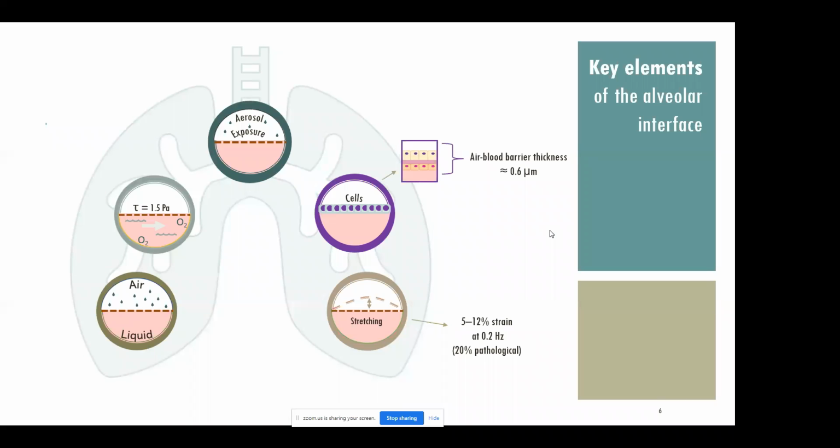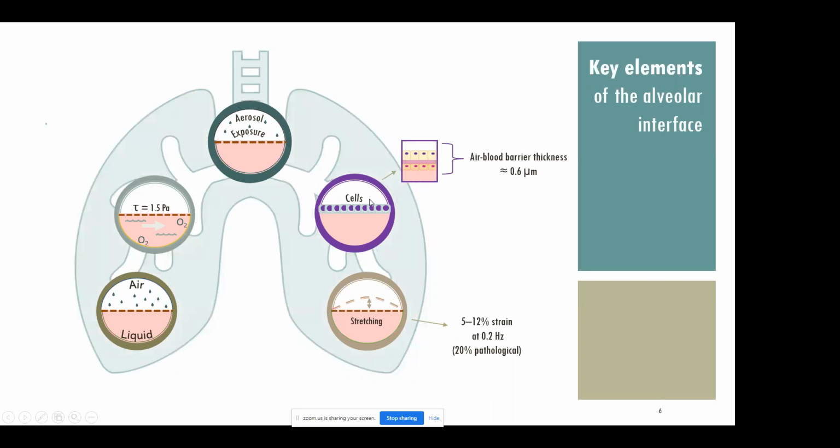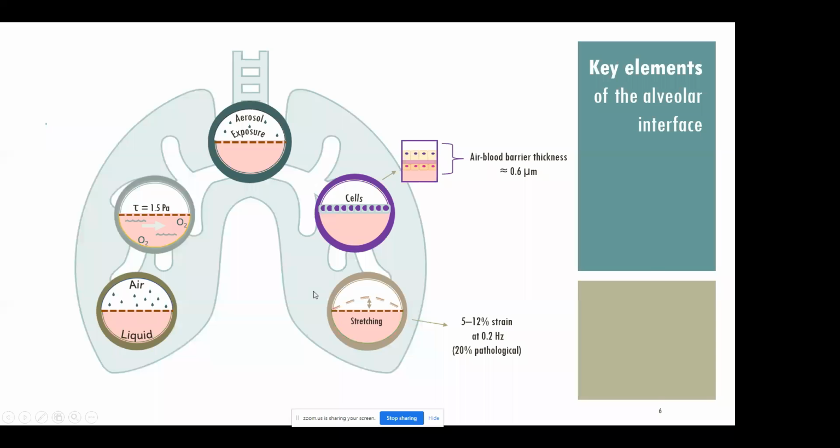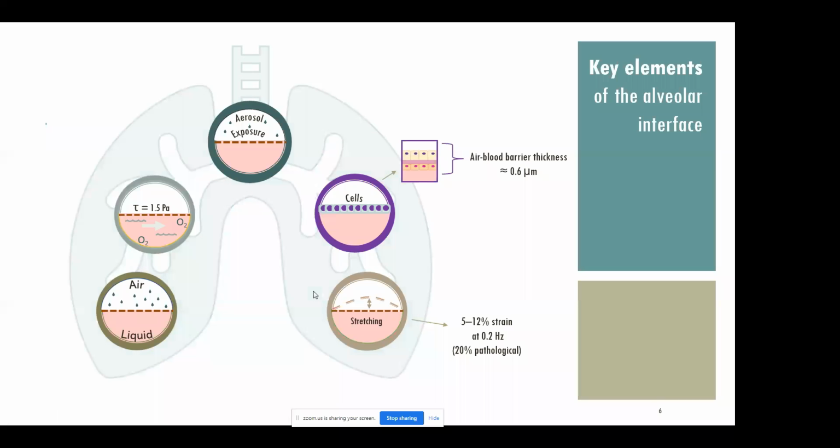So as an engineer, we looked at the key elements of the alveolar interface, and we know what the important aspects are. Well, the most important thing is we have a cell layer. So these are the cells that line the alveoli. We know that the alveoli are moving, so we have a stretching and we have this continuous movement at around 0.2 hertz, so one breath every 10 or so seconds.